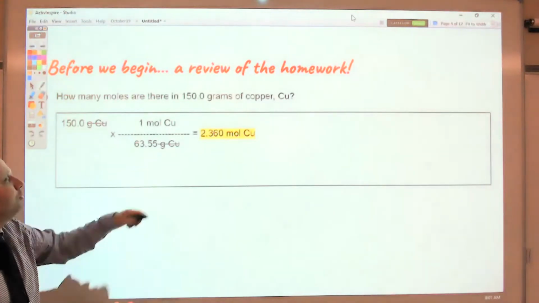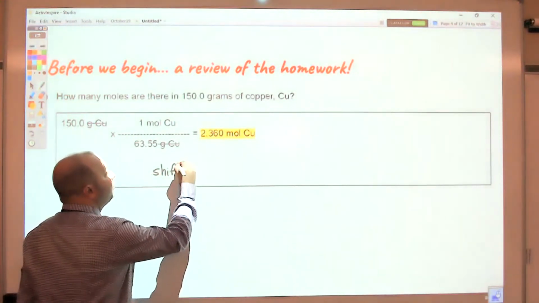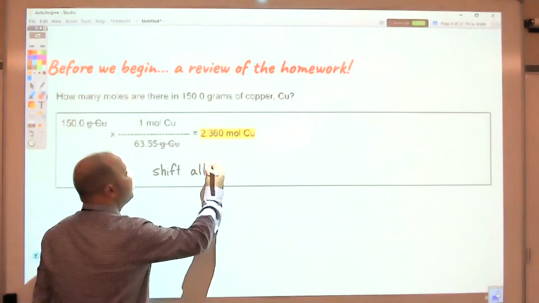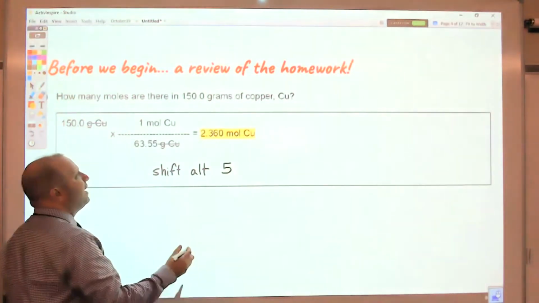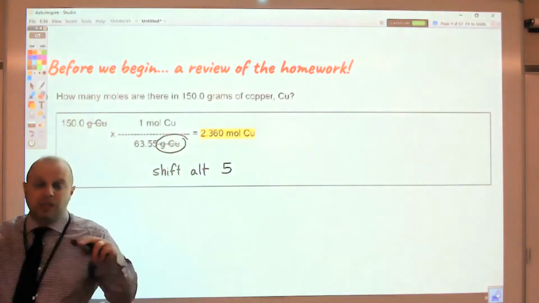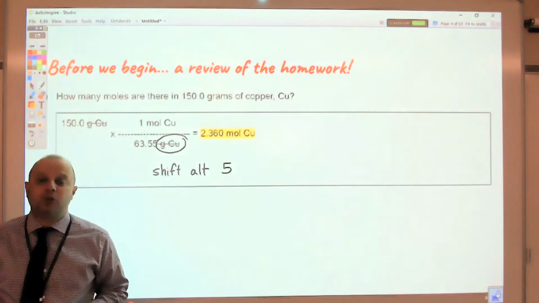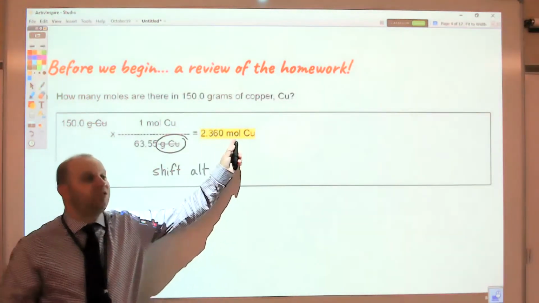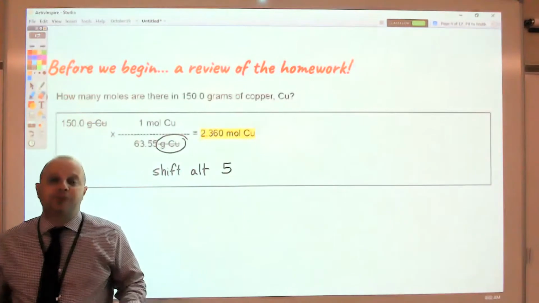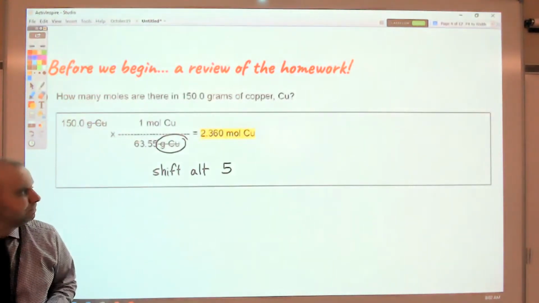If you're wondering how to do the strike through, you're going to hold down Shift, hit Alt, and then the number 5, and that will allow you to draw a strike through or a line through your units so you can clearly show which ones are crossing out. I would also appreciate it if you could highlight your answer, because that makes it a little bit easier for me to find on some of your papers.